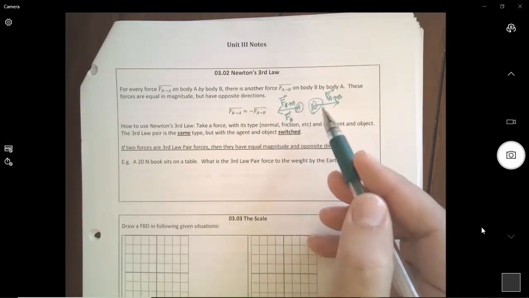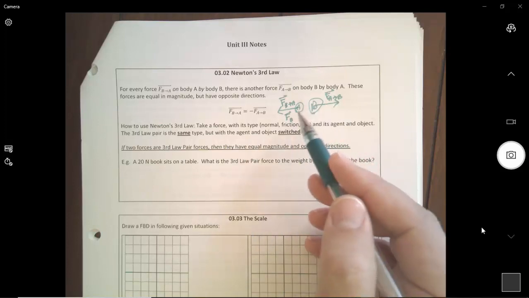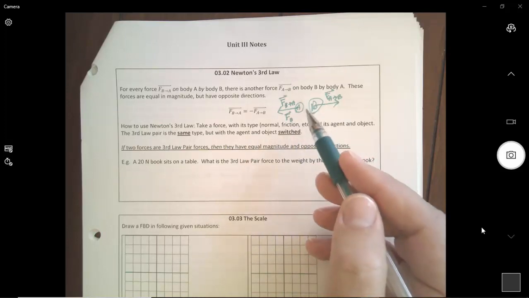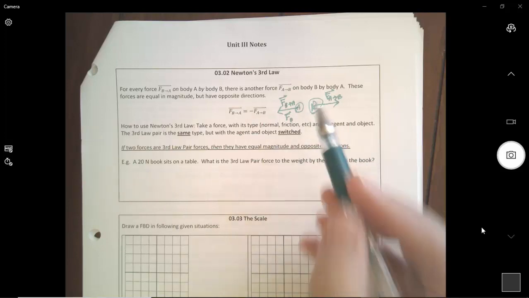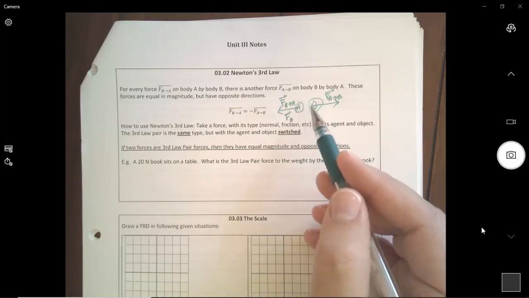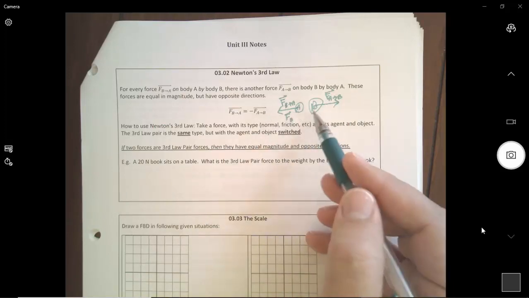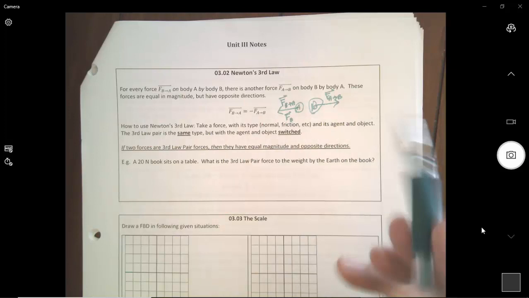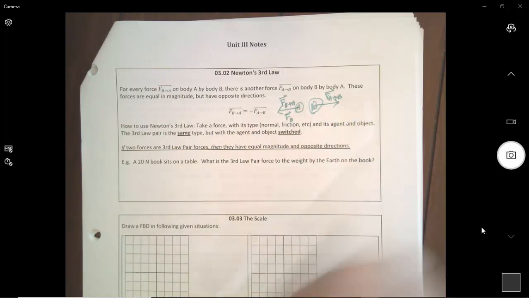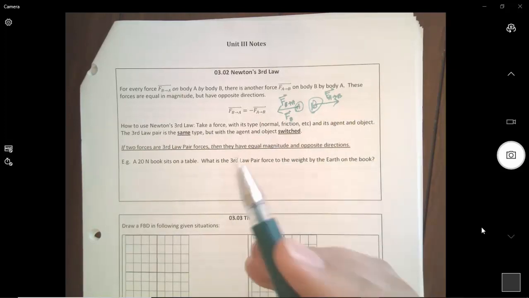They're the same type of force. It could be an elastic force and a normal force, a general or applied force. They're the same type of force, and the forces are in opposite directions. So the force on A is to the left, force on B is to the right. This is how we apply Newton's third law.